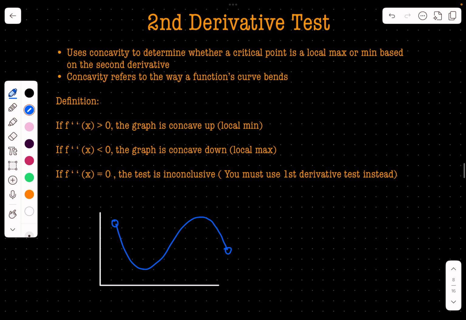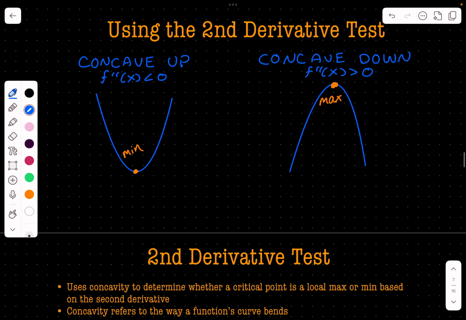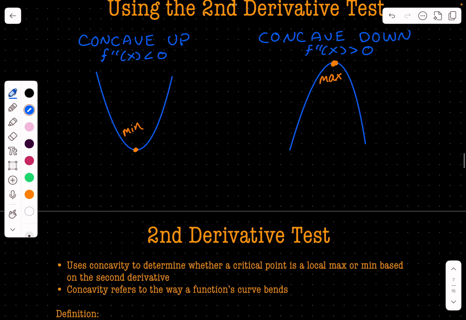A second derivative test is basically just using concavity to determine whether a critical point is a local max or min based on the second derivative. And what is concavity? Concavity just refers to the way a function's curve bends. If we look at this picture over here, this is basically just concavity. You either have concave up or you have concave down, where when it's concave up and it's a smiley face, you have a min at that critical point, and then when it's concave down, you have a max at that critical point.